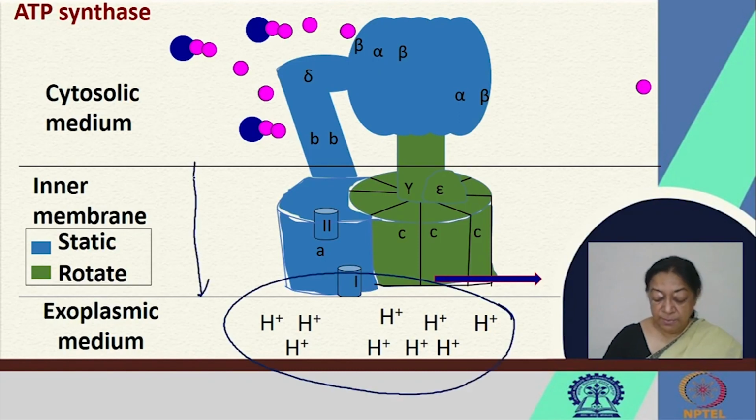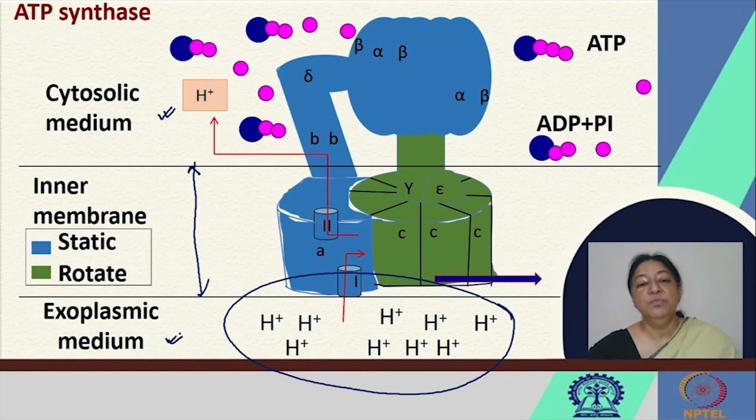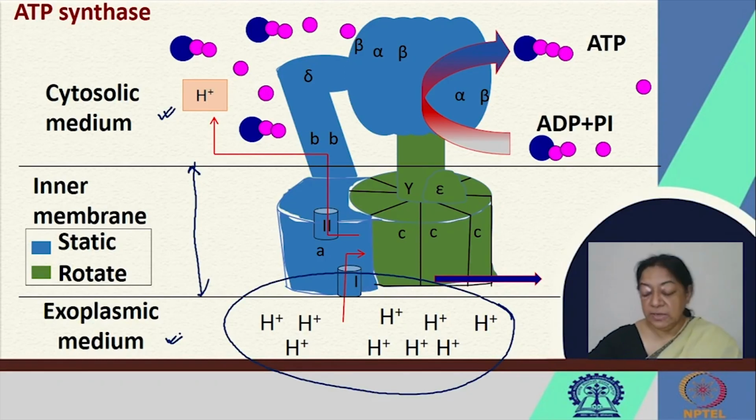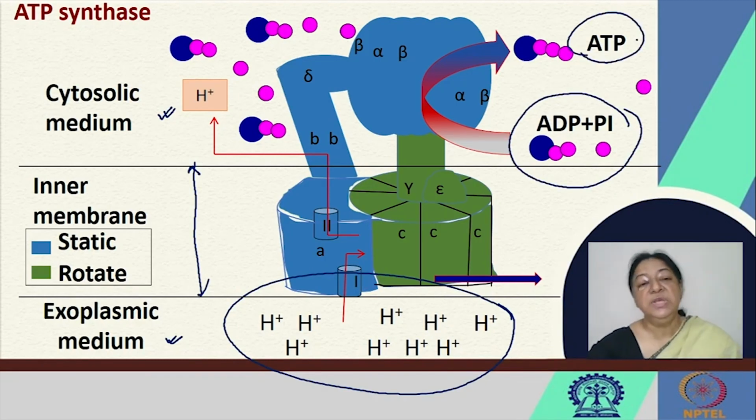This is our inner mitochondrial membrane, the cytosolic medium, and the exoplasmic medium. What happens in this specific process is we have the proton transfer in this case. And as the proton moves, we have specific movement occur. This proton transfer then occurs, resulting in the formation of ATP through the ATP pump from ADP and Pi.